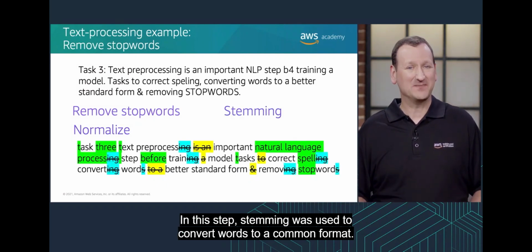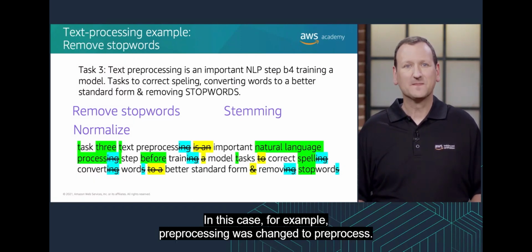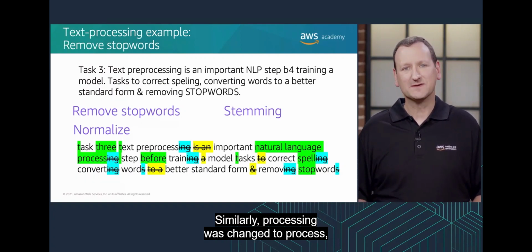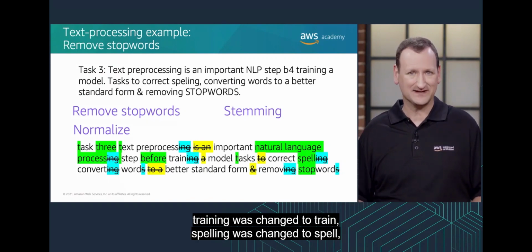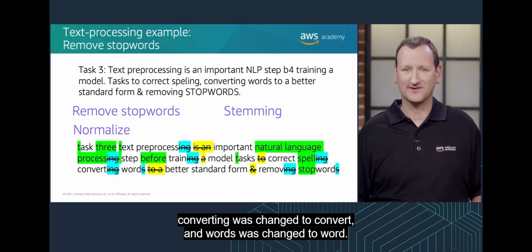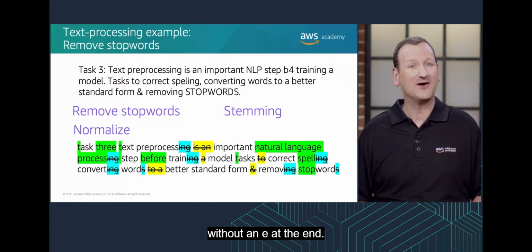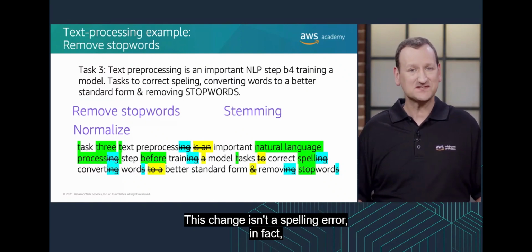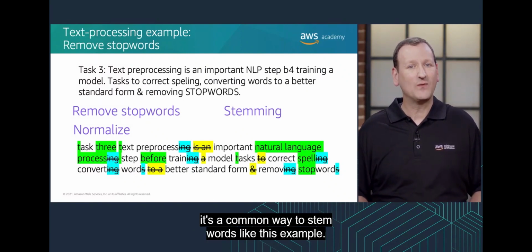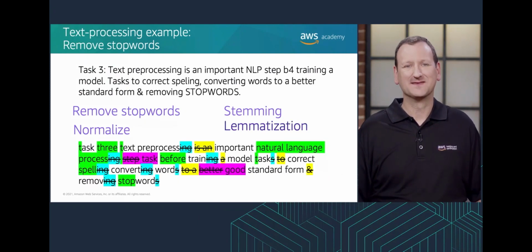In this step, stemming was used to convert words to a common format. In this case, for example, pre-processing was changed to pre-process. Similarly, processing was changed to process. Training was changed to train. Spelling was changed to spell. Converting was changed to convert. And words was changed to word. Notice that the word removing was converted to remove without an E at the end. This change isn't a spelling error. In fact, it's a common way to stem words like this example.